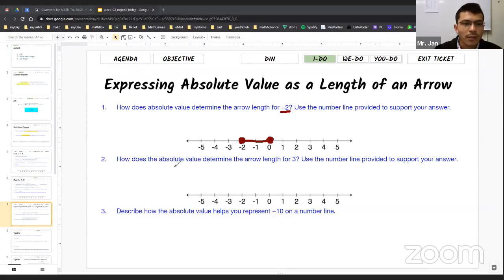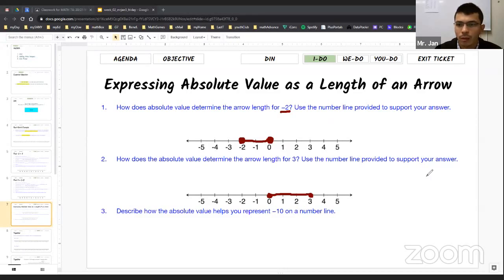And how does absolute value determine the arrow length for 3? It's the same thing. You're going to locate 3 and you're going to locate 0. If you make a line like this, pay attention to how many blocks there are between 0 and 3. It's 3 blocks. So the value will be 3.